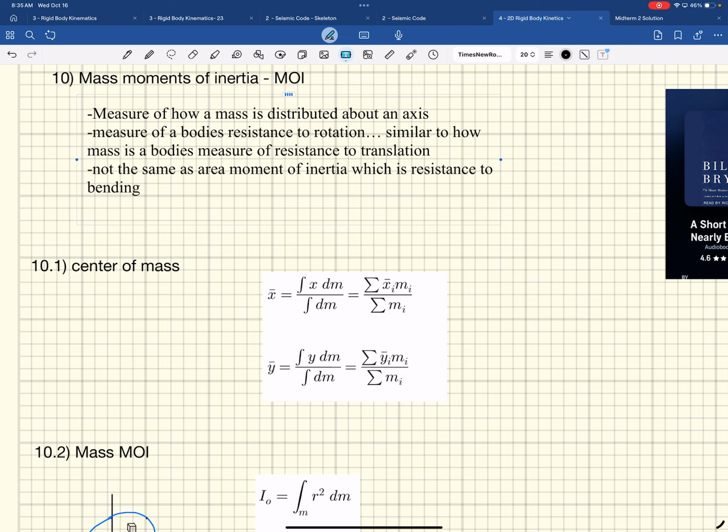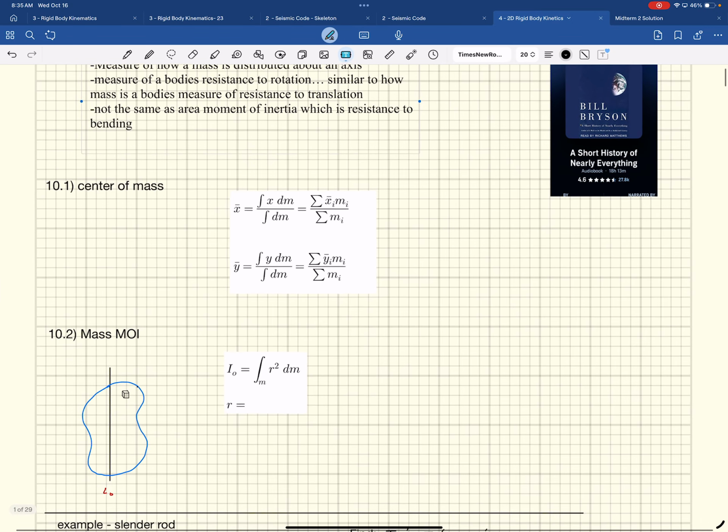And so if you grab your pencil by the end, it should have a different moment of inertia than if you grab it in the middle, okay? So that's it. That's your motivation there. So that's the moment of inertia.